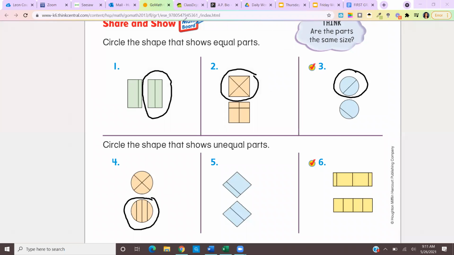Let's look at number 5. Once again, we're looking for unequal parts. We have 2 squares turned on their side, so now they kind of resemble a rhombus, right? So this first square, does it show unequal parts? Yes, so we need to circle it. We know it's unequal because both pieces are not the same size. But what about this second square? Does it show unequal parts? No way. We're going to leave him alone. He shows equal.